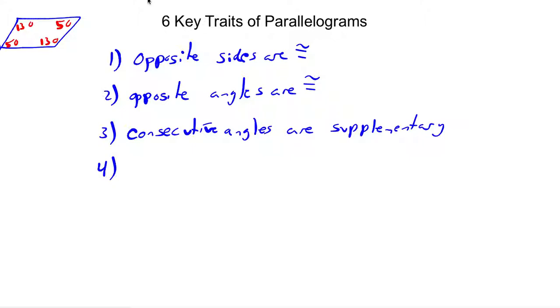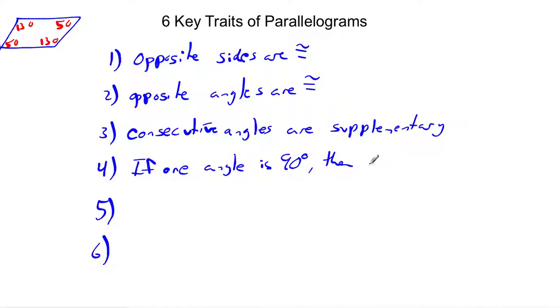So there's 6 key traits. Yes, right. This is kind of a simple one. If one angle is 90 degrees, then all 4 are, right?